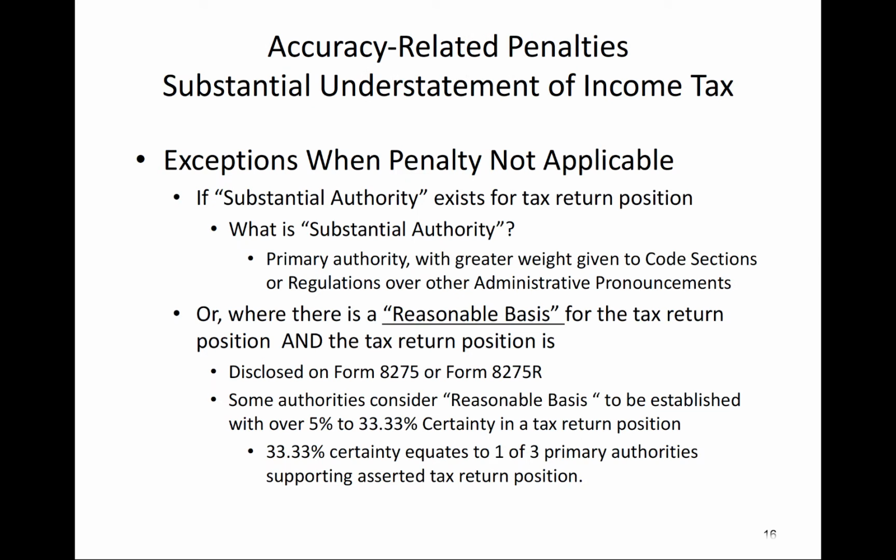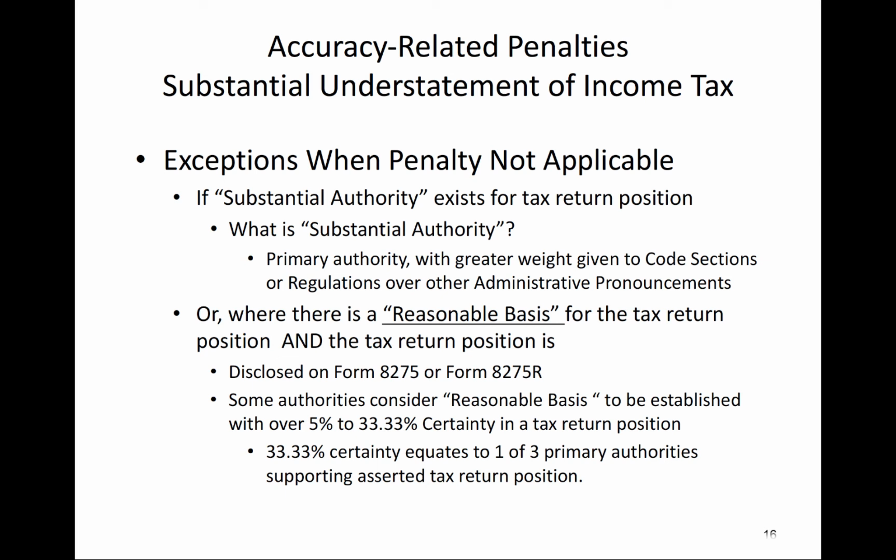There's an exception: the penalty is not applicable if substantial authority exists. And what is substantial authority? It's primary authority of a greater weight, given to code sections or regulations over other administrative pronouncements. So if you understated something because you had substantial authority, that can provide an exception to this 20% penalty.